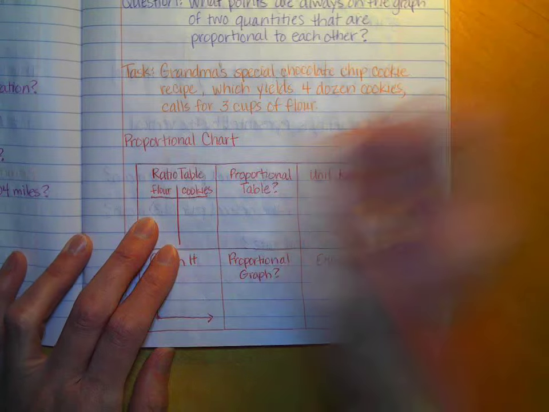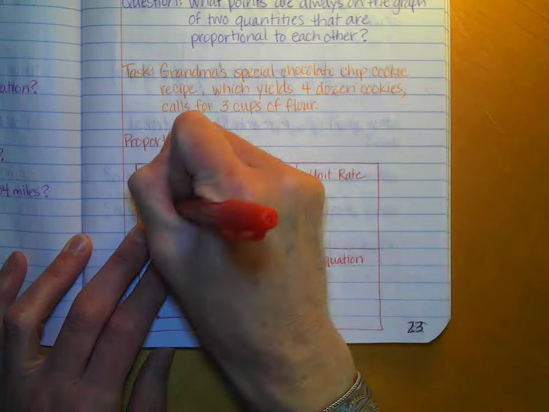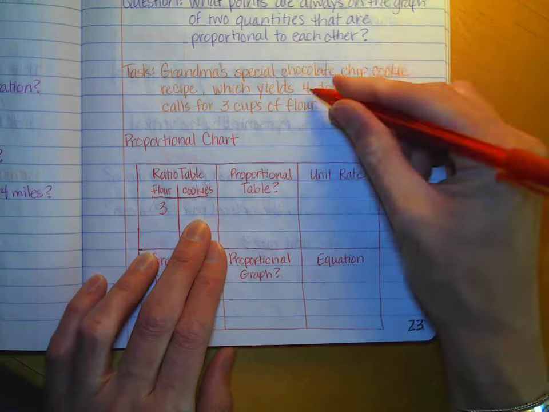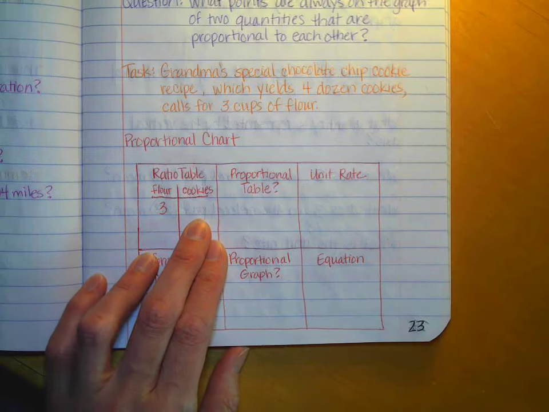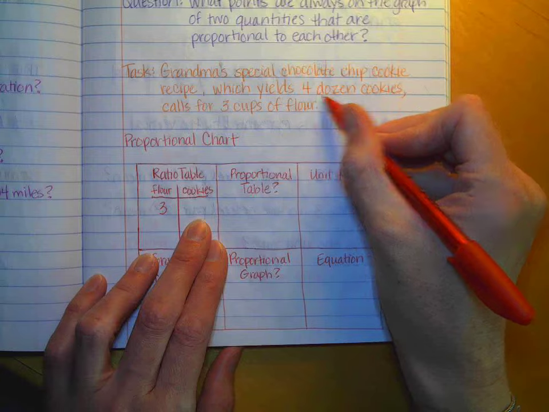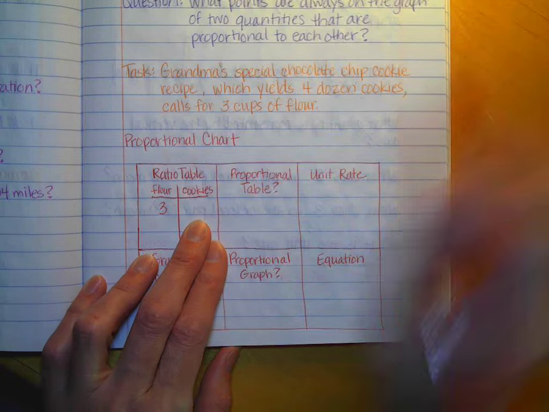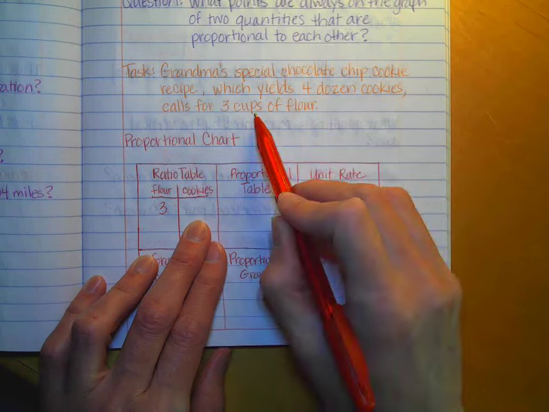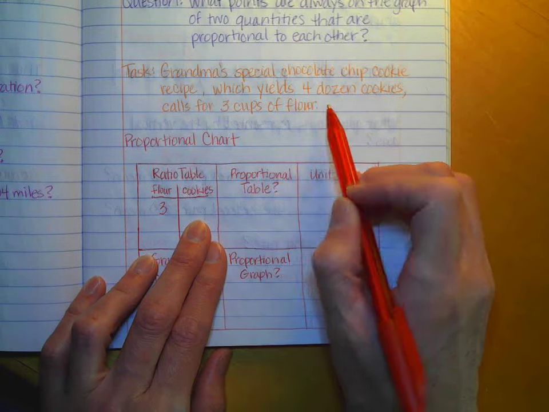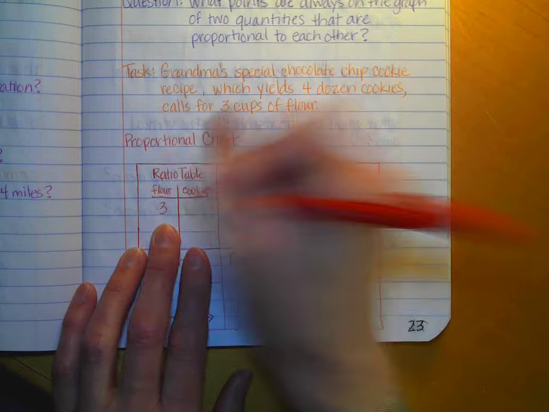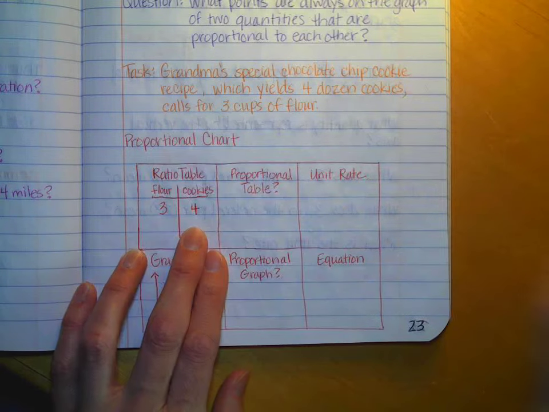Okay, so what we know is it takes 3 cups of flour for 4 dozen cookies. Now, there's 2 ways that we can think about this. We can write the ratio talking about 4 dozen, or we can write the ratio talking about the actual number of cookies. Since we're trying to use the quantities from the task, I would like you to stick with dozens. So 3 cups of flour makes 4 dozen cookies.